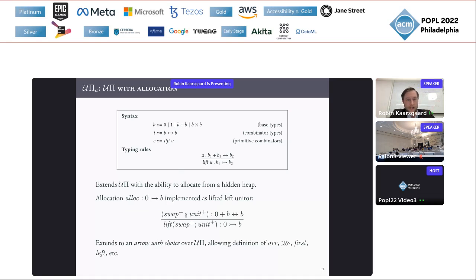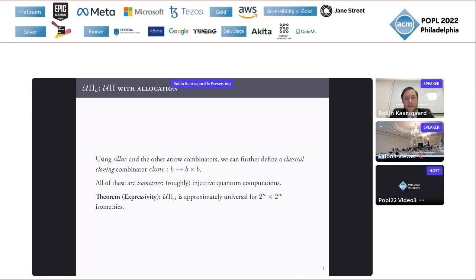Now, when we have that, we can actually use this allocation combinator and the other ones to further define a classical cloning combinator. So one that takes B to something B times B. Now, before you complain, no, this does not violate no cloning, okay? Because if you give it a quantum state, this does not, in fact, give you two copies of it. It'll do something a bit different.